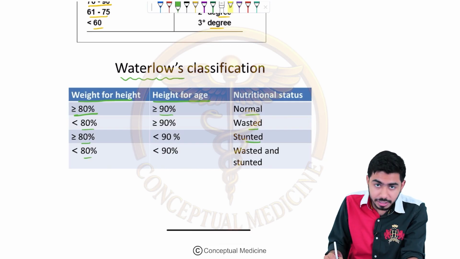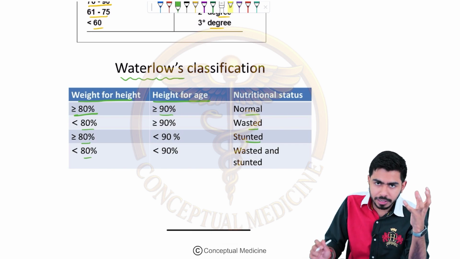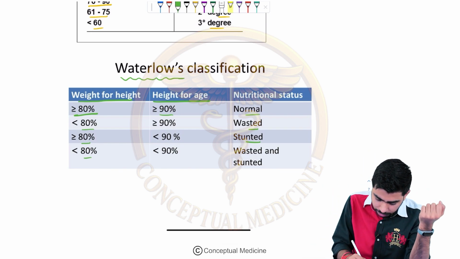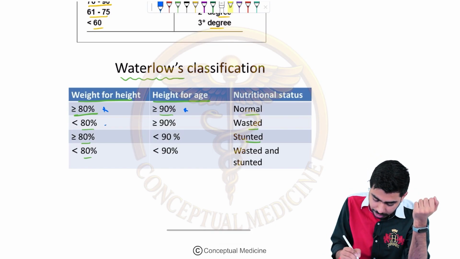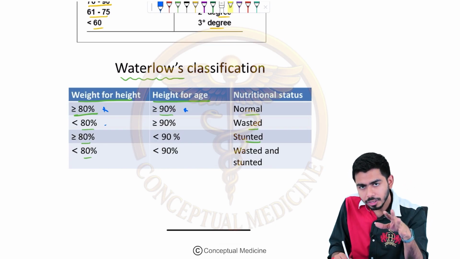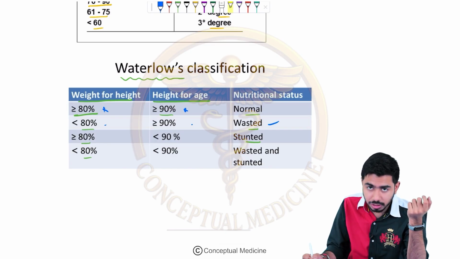then it is stunted. Now we are talking about both things, weight for height and height for age, at the same time. Look, if weight for height is more than 90%, then it is normal, no problem with that. But if weight for height is less than 90%, even though height for age is the same, that is more than or equal to 90%, it will still be considered as wasting.